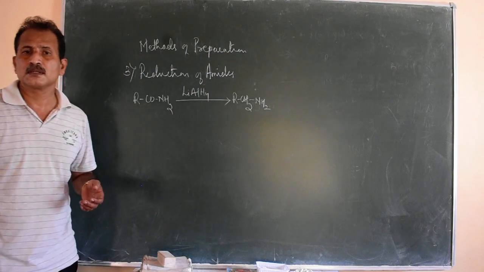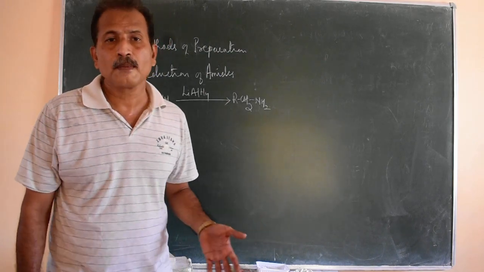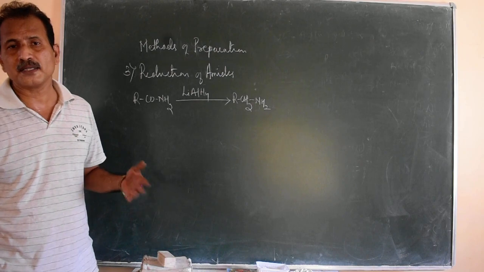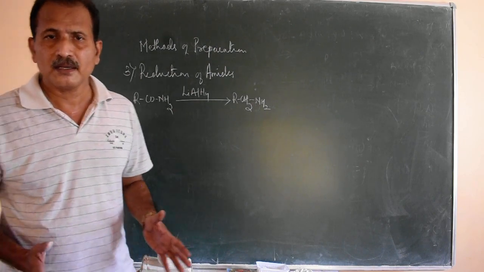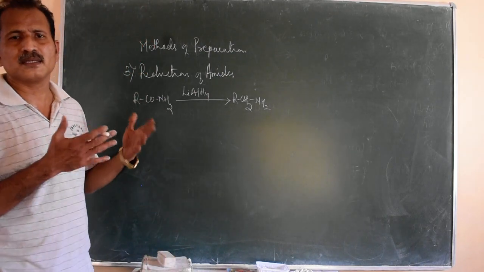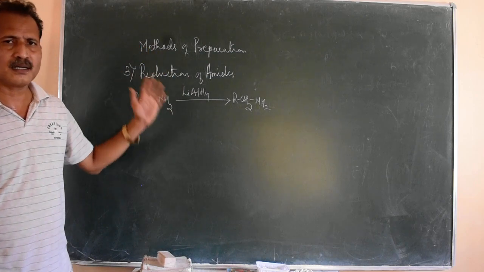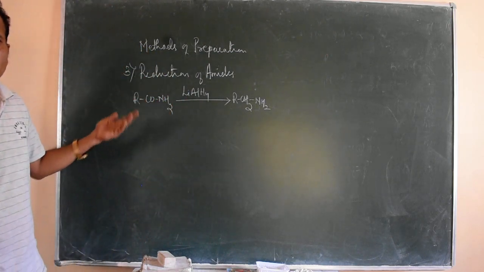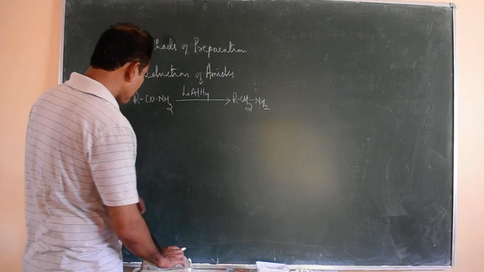So reduction of nitro compounds is the first method of preparation, reduction of cyanides is second, and reduction of amides is third. But what I did was combine all of that into one, and since they all undergo reduction, I said reduction of nitro compounds, nitriles and amides to amines. So this is the first method of preparation.